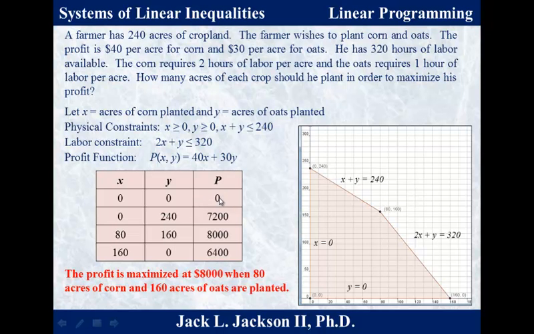And of course 0 is the minimum, which makes sense. If he doesn't plant any of it, he makes 0 profit, which is of course the least he could make. But the best thing he's going to do is right here at 8,000, and that happens at this point (80, 160). So the profit is maximized at $8,000 when 80 acres of corn and 160 acres of oats are planted. So given these restraints that he had, the best thing he can do is plant 80 acres of corn and 160 acres of oats, and that will give him his best profit.